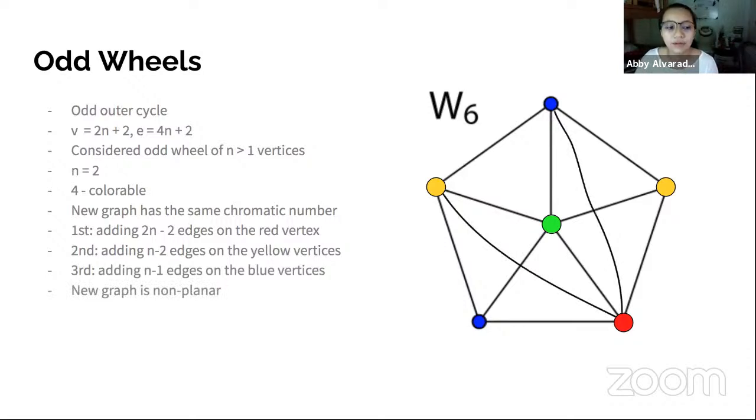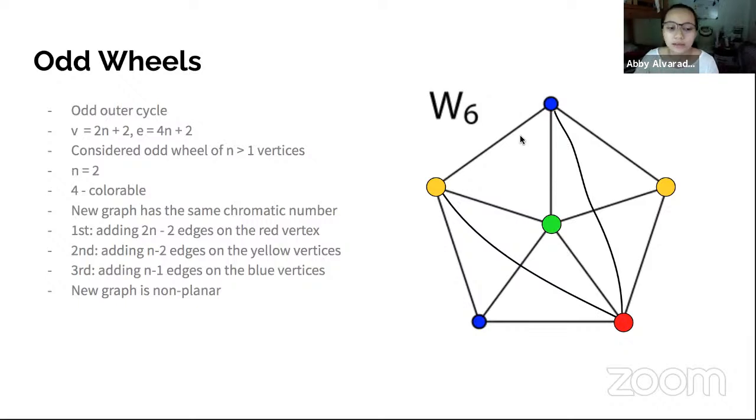So for example, we added 2n minus 2 edges on the red vertex. Since n is equal to 2, then 2 times 2 is 4 minus 2 is equal to 2. So we'll have this edge equation: 4n plus 2 plus 2n minus 2 is equal to 6n. To check, it's correct since 6 times 2 is equal to 12. So far we have 12 edges.